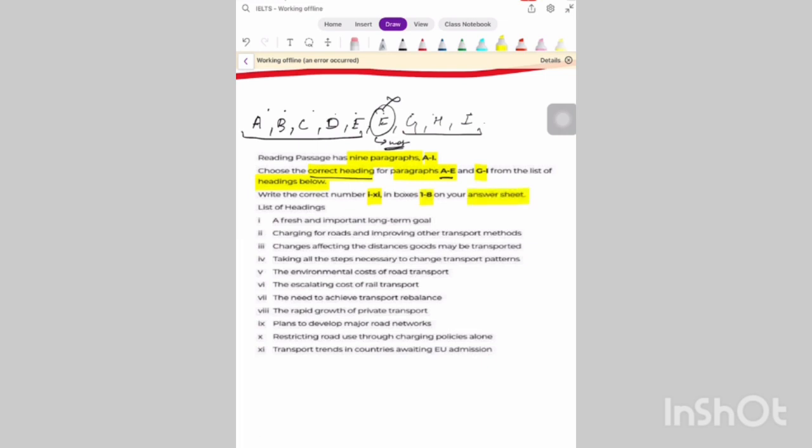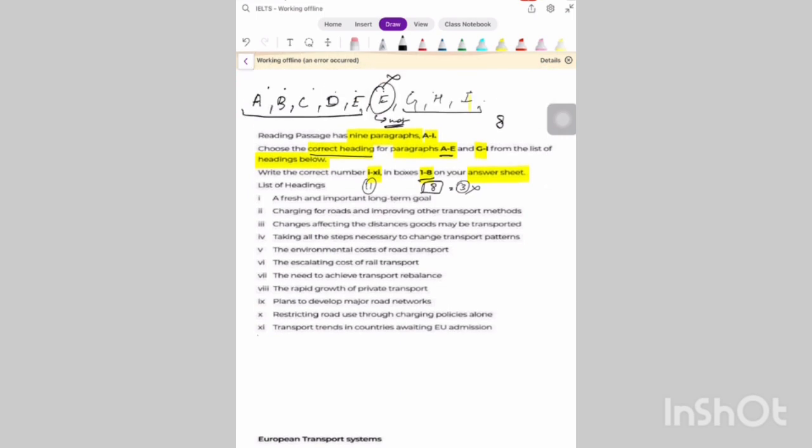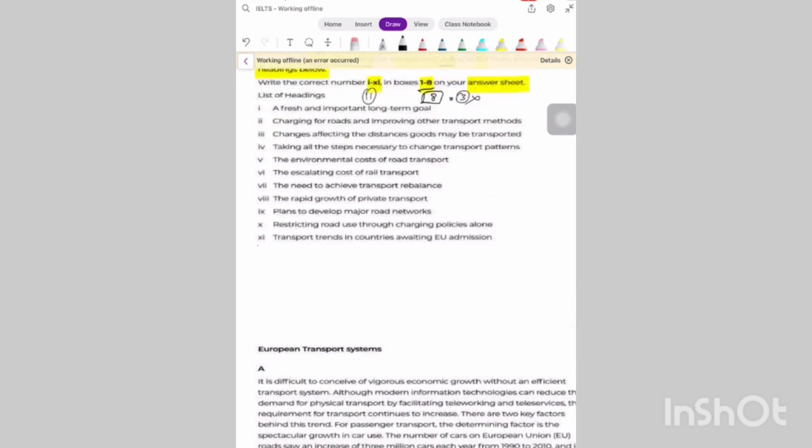Now, there are 9 paragraphs minus 1, so 8 paragraphs in total. That is why there would be 8 correct answers. But how many options are given? 9, 10, 11. 11 options are given. Meaning, if I subtract 11 minus 8, only 3 options are of no use, and only 8 are correct options. So 3 options are given here to confuse you.